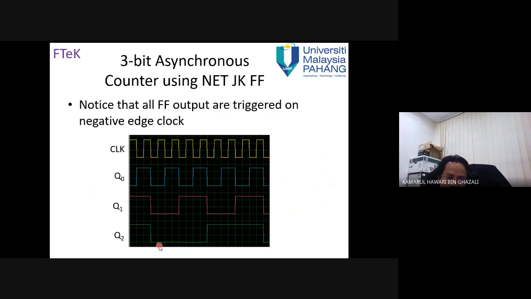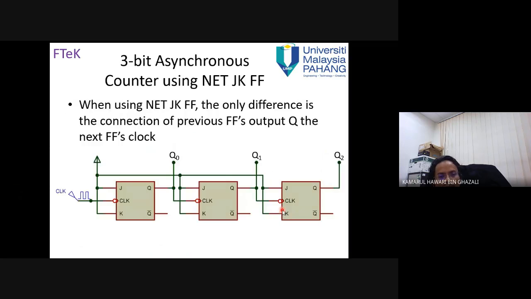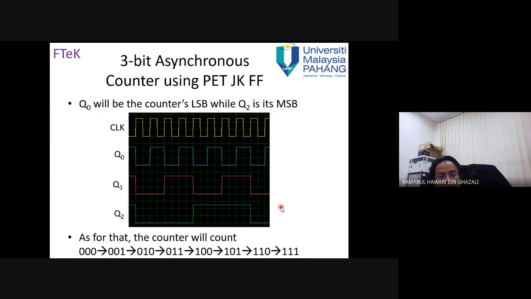Kan? 0, 0, 0. 0, 0, 1. 0, 1, 0, seterusnya dan seterusnya. Okay? Try to understand this one by looking at the chapter 7, the details of the flip-flop.